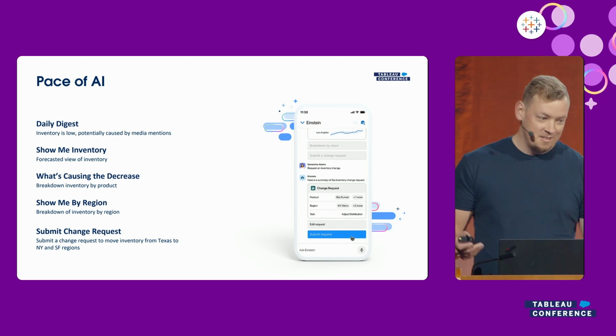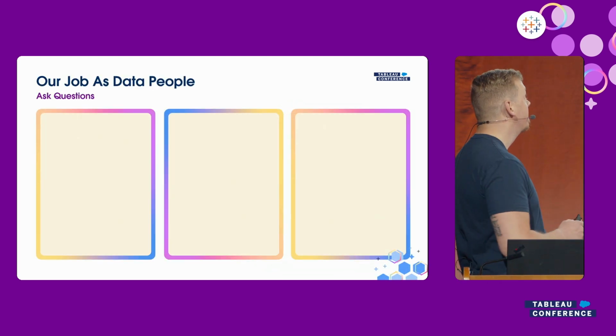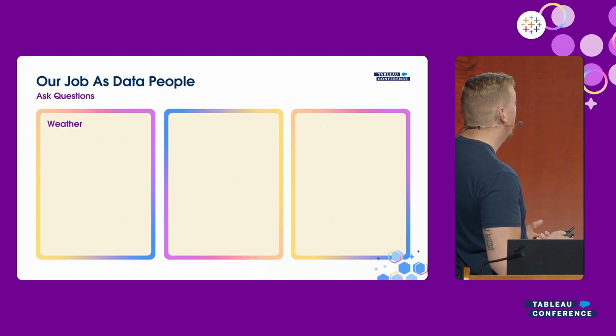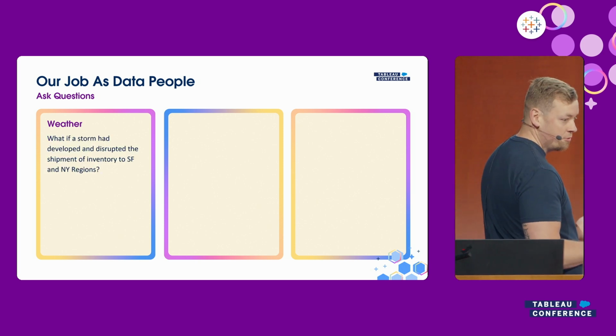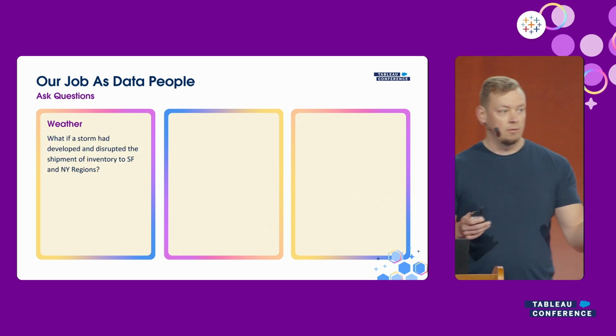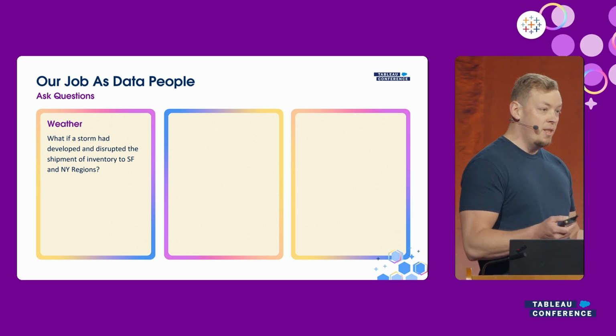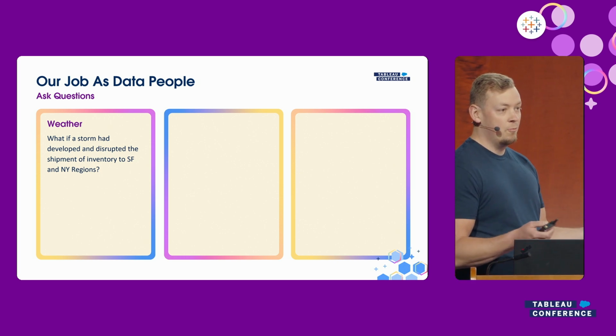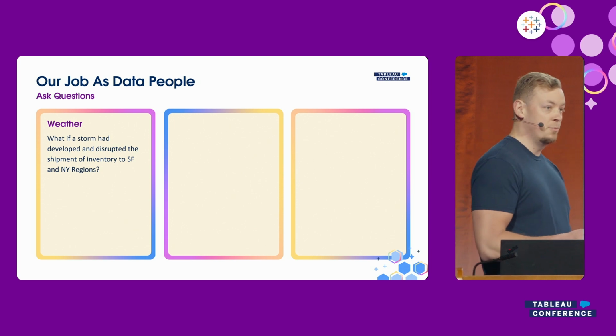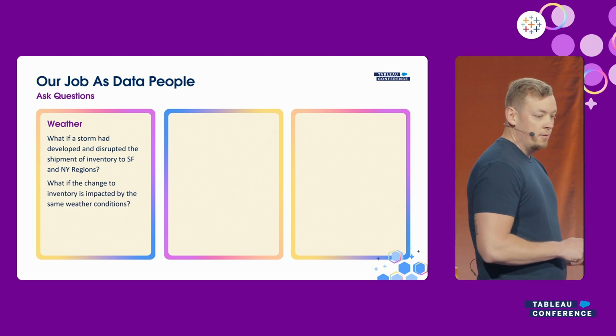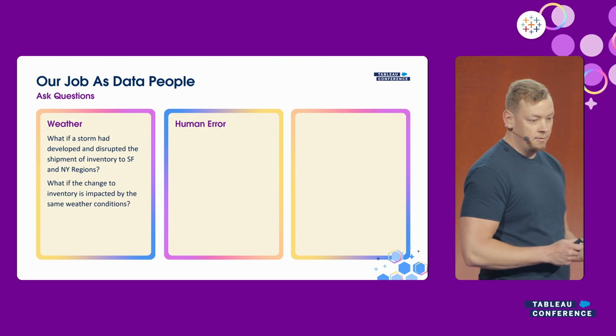All right, let's talk this through as data people. What if weather was involved with this low inventory? What if that inventory was actually en route and hadn't made it to those regions yet? There's no way the AI would know that, right? We don't have weather in our business data. Well, most businesses do not. What if it was human error?